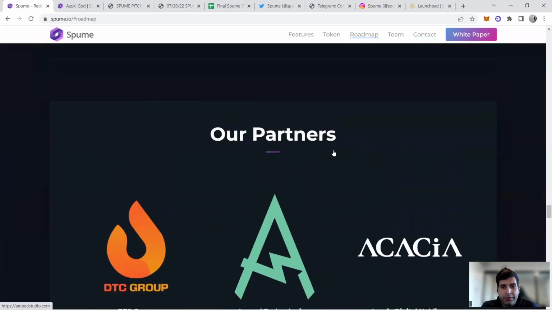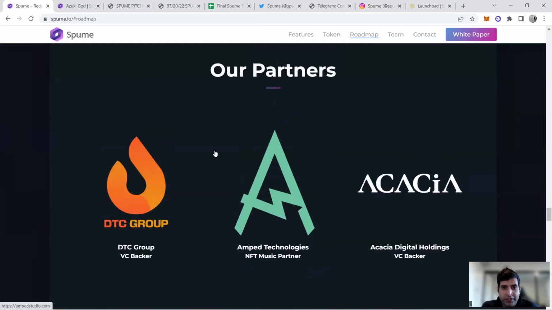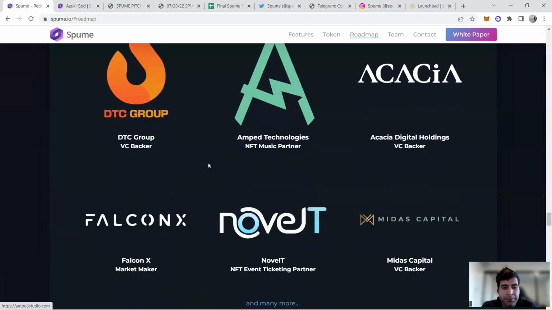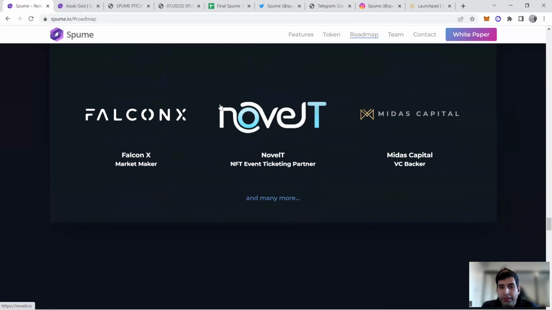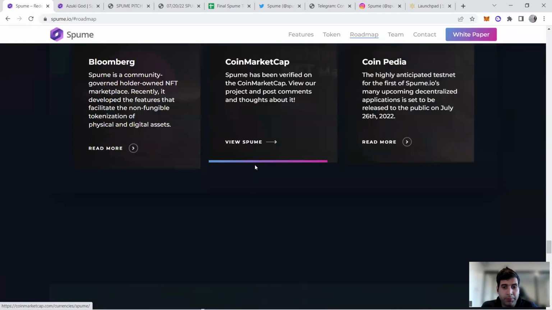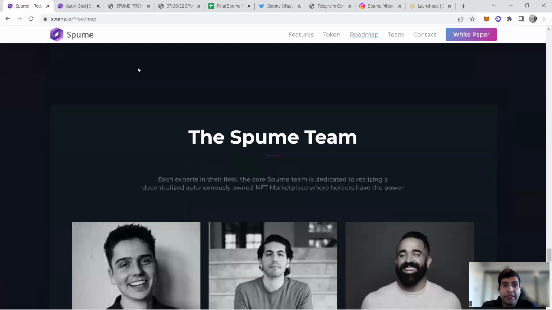Now, in terms of team and partners, they have an interesting set of partnerships with a couple of community VCs, some tier 1 and tier 2 VCs, AMP Technologies, which is the same partnership for their music studio, for their decentralized app, which is the NFT-enabled music studio powered by AMP. They've got FalconX as their market maker. They've got Nove IT as the NFT event ticketing partner, which I've mentioned earlier. And also a lot of partnerships with press releases like Forbes, Yahoo Finance, CoinMarketCap, and Bloomberg. So that's also the marketing and social side.